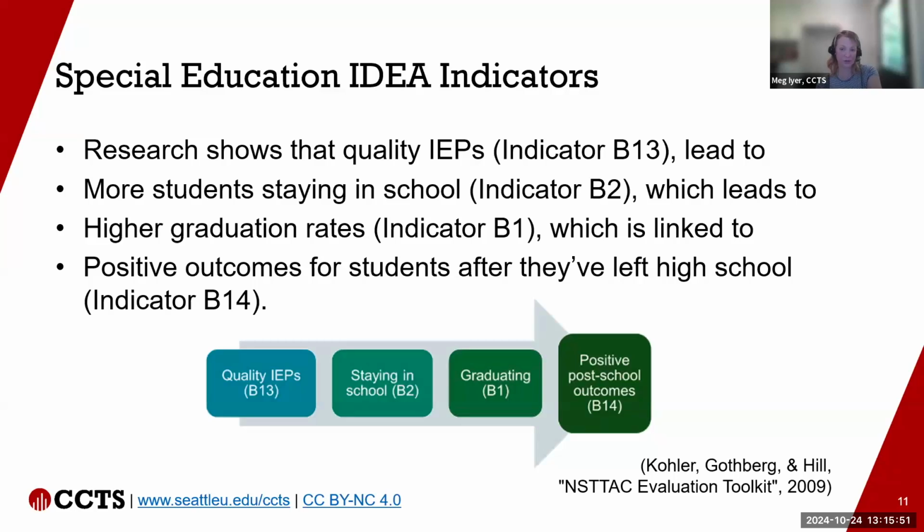So research shows that quality IEPs, which is indicator B13, lead to more students staying in school, which is indicator B2. That leads to higher graduation rates, indicator B1, which is linked to positive post-school outcomes for students after they leave high school, which is indicator B14, as shown here in this arrow. And so our training and technical assistance focus on B13 and B14, quality IEPs, and post-school outcomes.